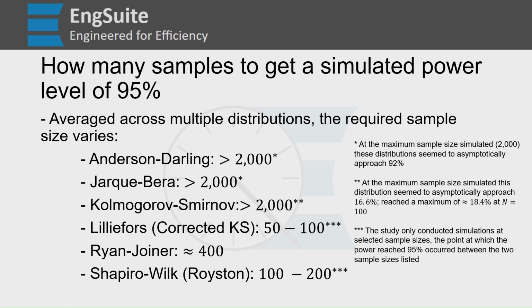At 400, it's at like 94%, so it's really close to 400, close enough for an engineer. And then the Shapiro-Wilk Royston, similar to the Lilliefors, converges on that 95% between two different sample sizes checked. That's between the 100 and 200.